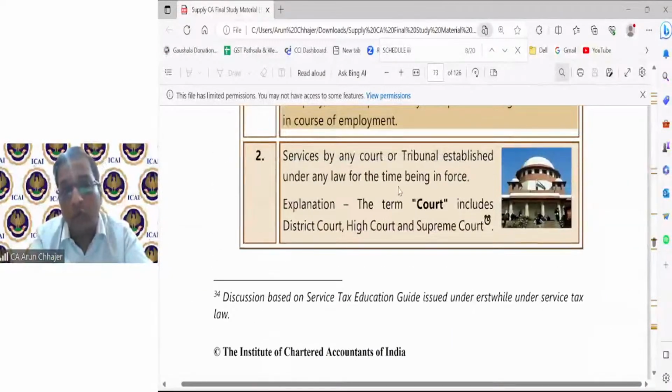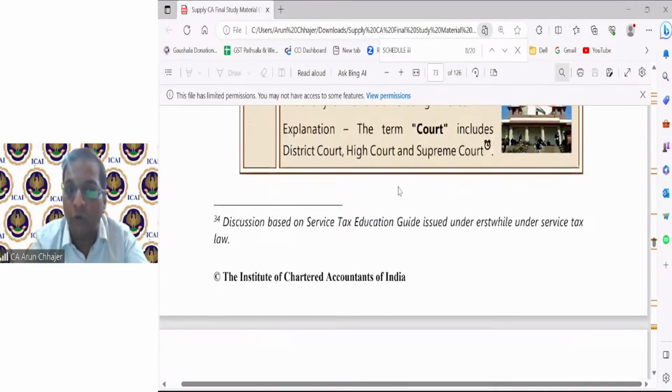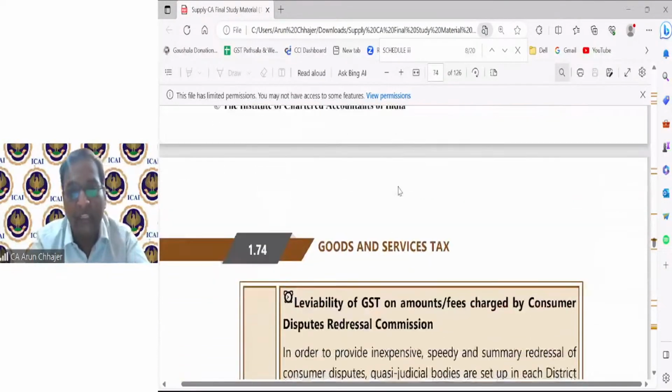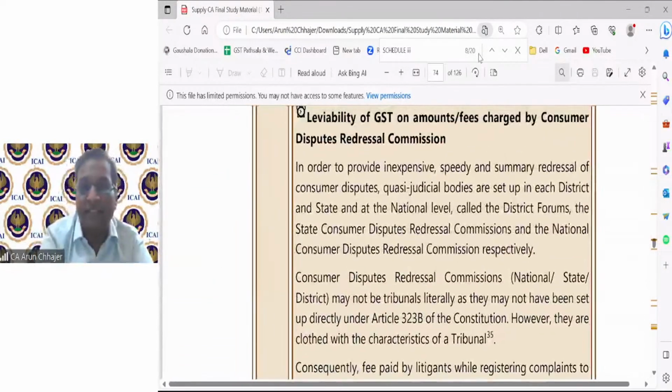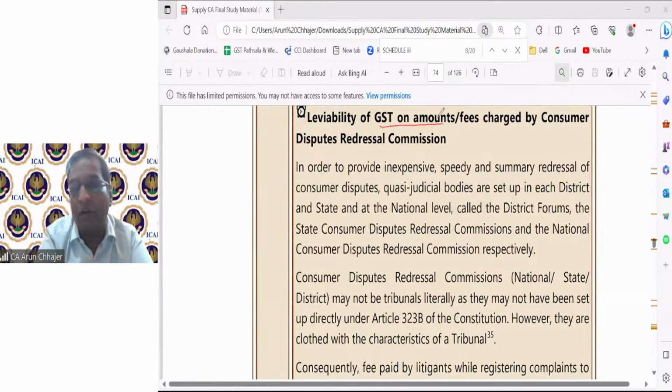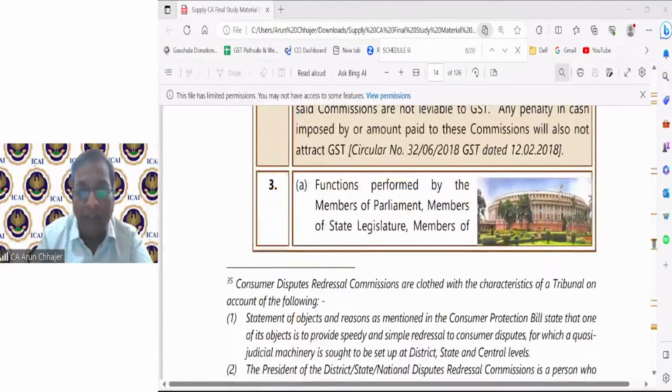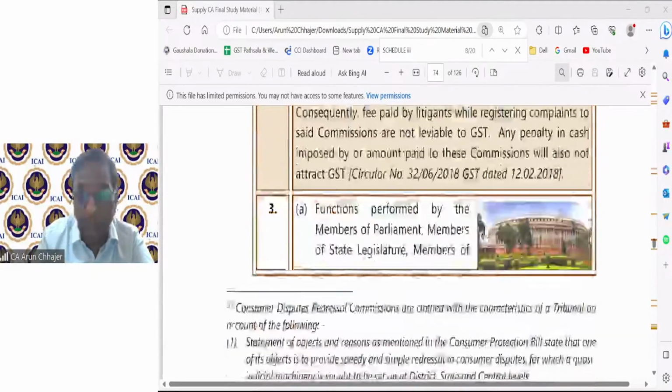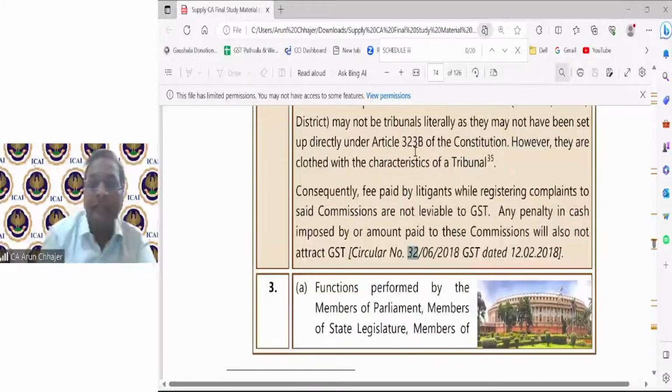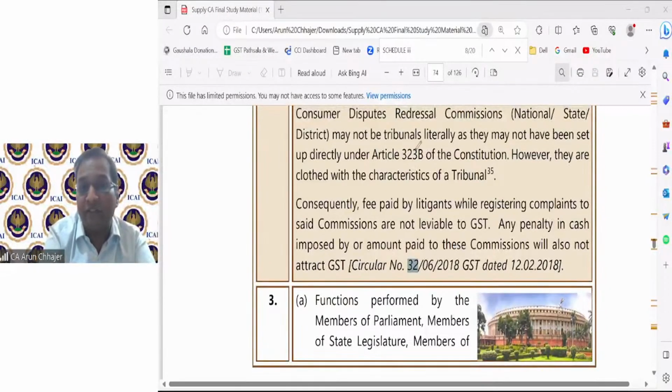Regarding para 2, services by the court or tribunal established under any law for the time being in force, the term court includes district court, high court, and Supreme Court. Further, there was a question on the leviability of GST on amount or fees charged by the Consumer Dispute Redressal Commission. So it has been clarified by way of circular 32.